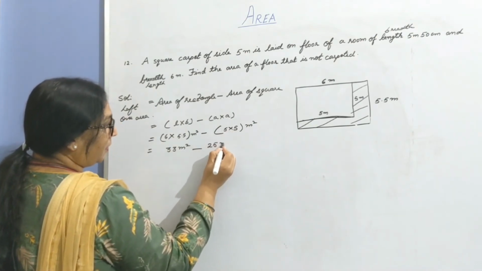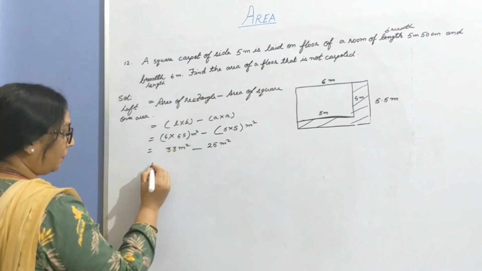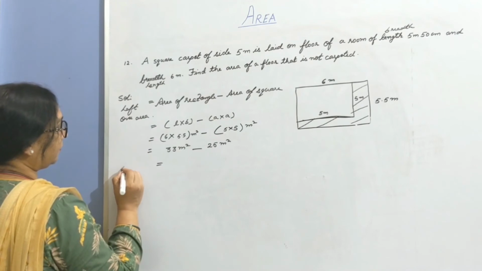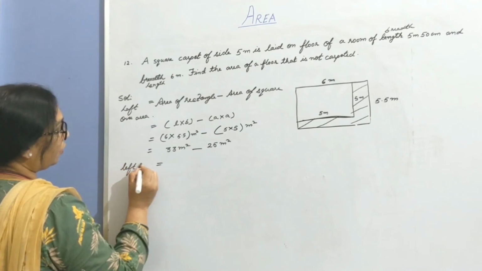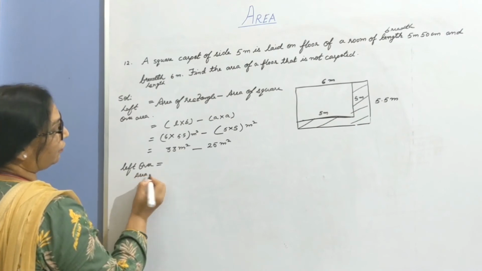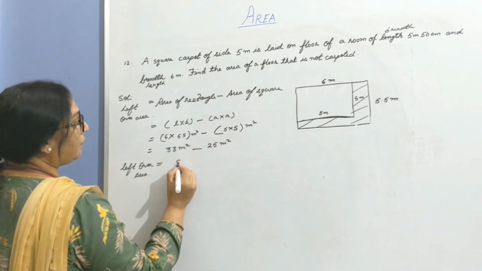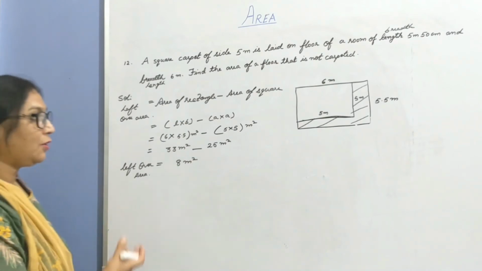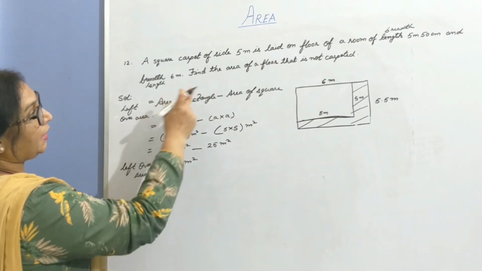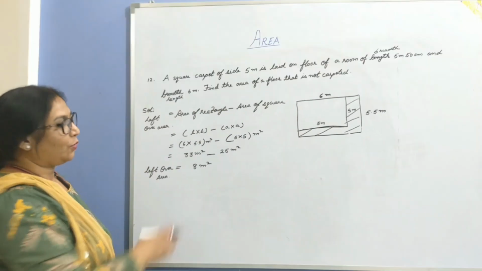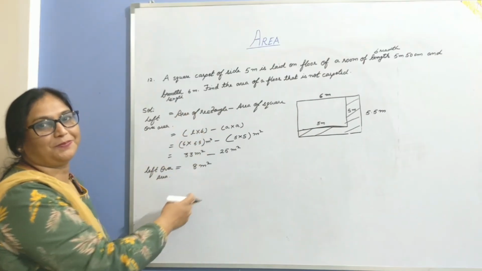25 meter square. When you subtract, you get the area of the floor that is not carpeted, means leftover area of the floor. 33 minus 25 is 8 meter square. Hence we can easily obtain the area of the floor that is not carpeted. Easy? Hope you have understood, children, this sum.